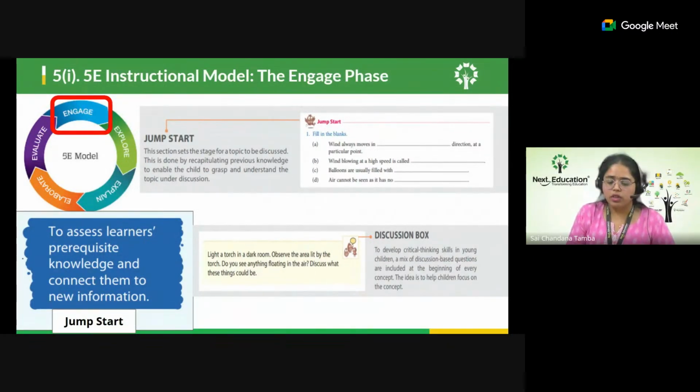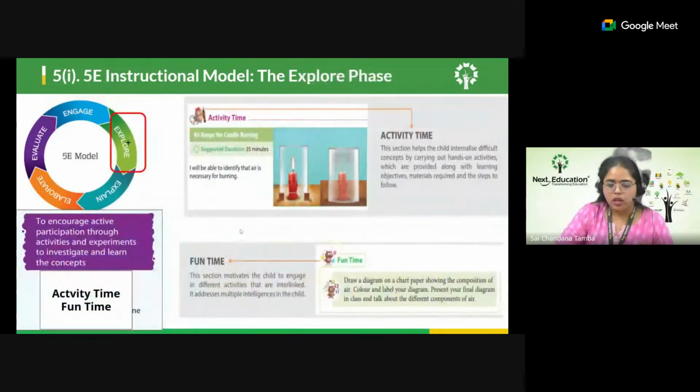And also we have given a discussion box for every sub concept of the chapter, so that you can discuss the topic which is given in the discussion box in the class, so that a kind of rapport is built between the students and the teachers before you start the chapter. So this is how the engage part of the 5E model is implemented.